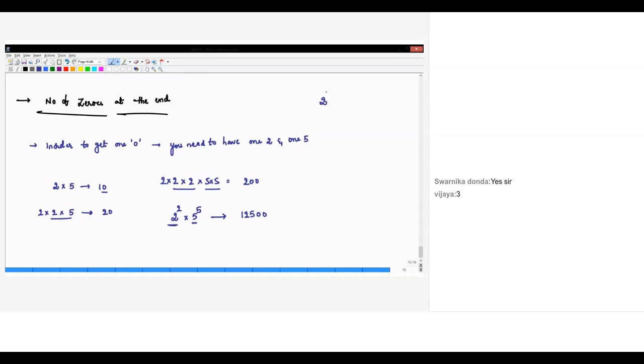Even if you have 2 per 100, but you only have one 5, at the end you can only form one 0 because there is only one 5 in the product. Okay, you may have 100 fives, but you only have two twos. How many zeros will you form at the end? You'll form only two zeros at the end.